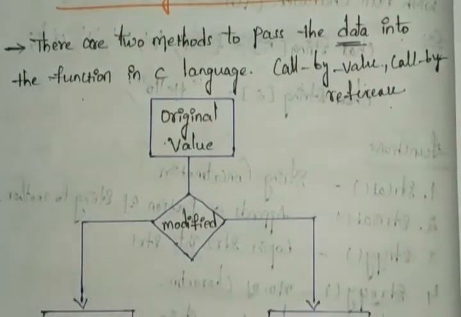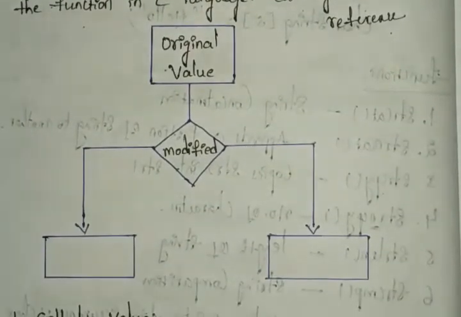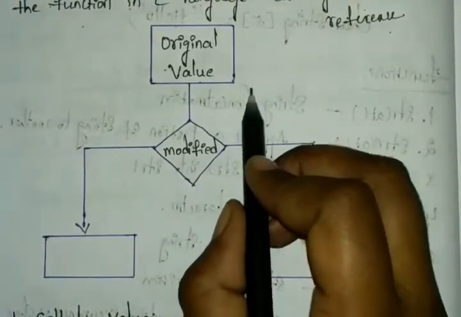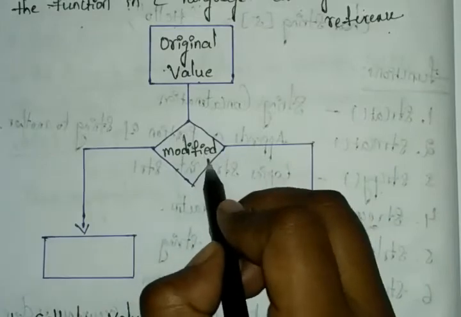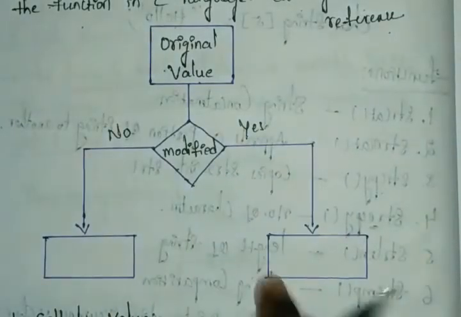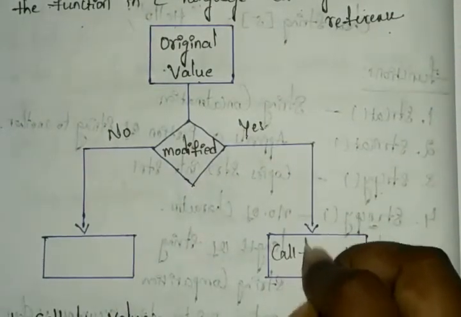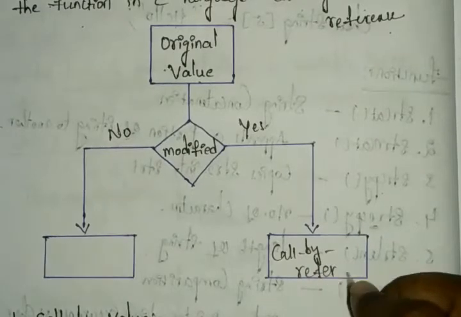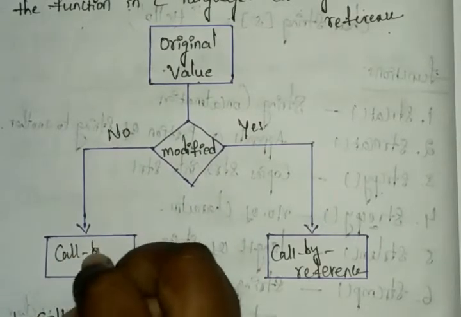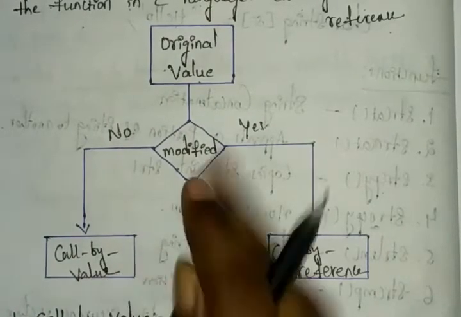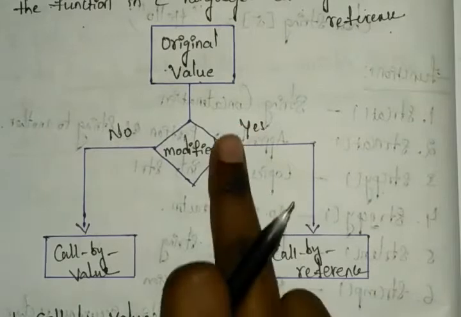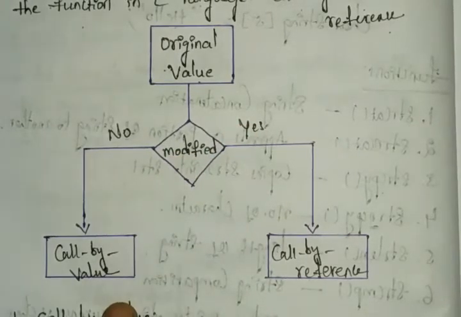Whatever original value you have can be converted into our two methods. The original value means whatever data you have at present. If you modify this, it becomes call by reference. If it is not modified, it will be in the form of call by value.